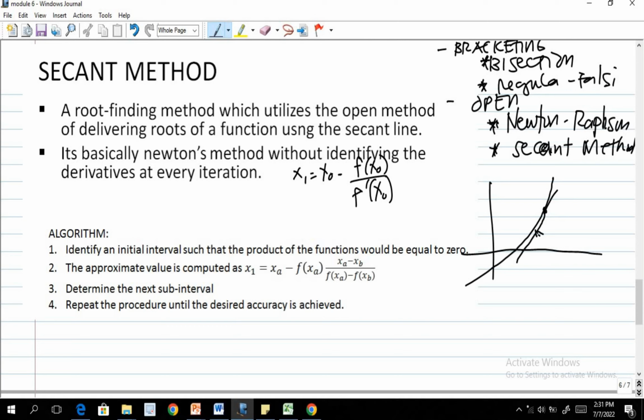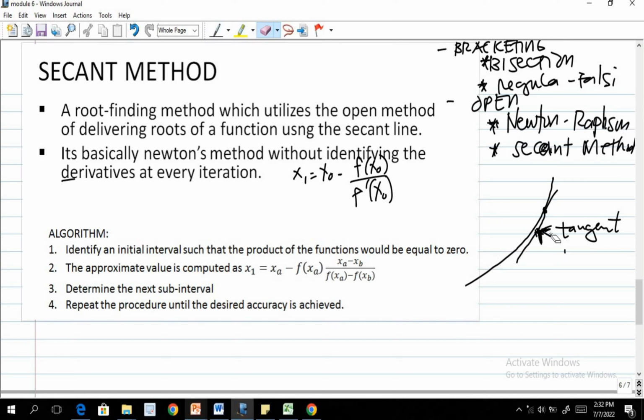But what if itong tangent line na to, hindi mo kayang kunin yung derivative. Or if that tangent line, wala siyang derivative, or hindi mo siya kayang kunin yung derivative. What would be a method na kaya mong gawin para makuha yung root ng isang function? So, we can apply here the secant method.